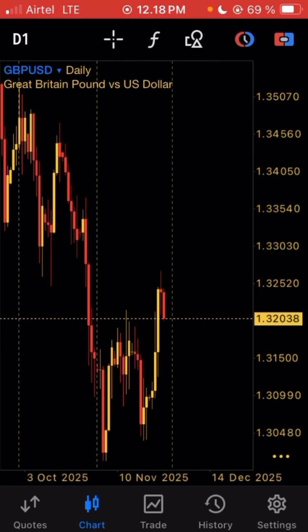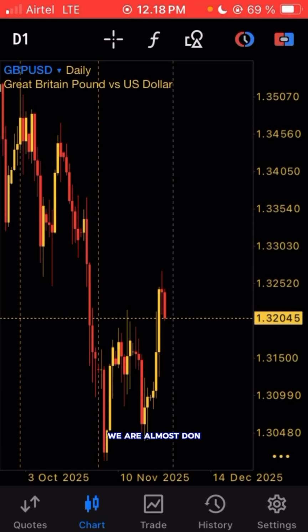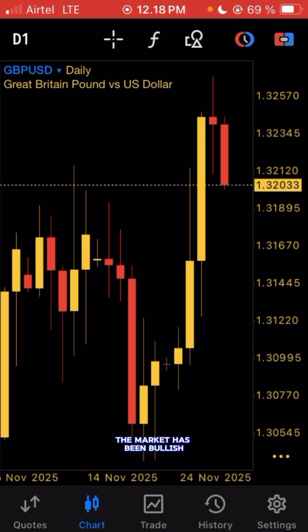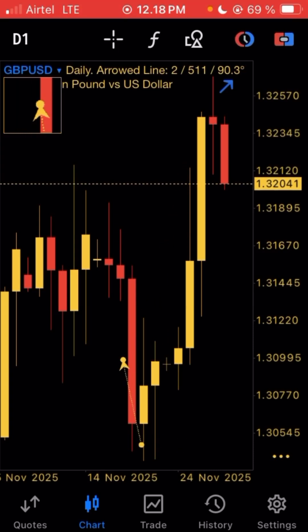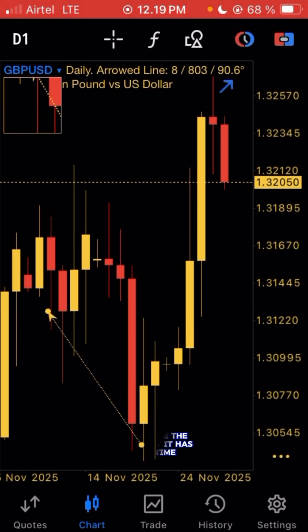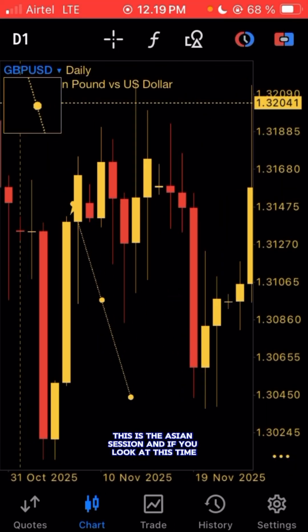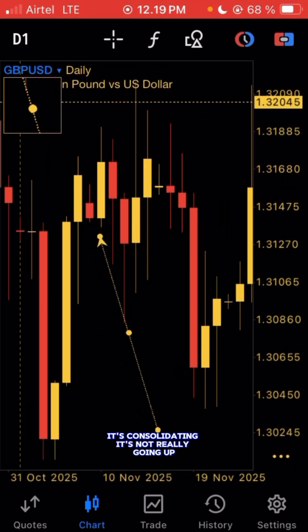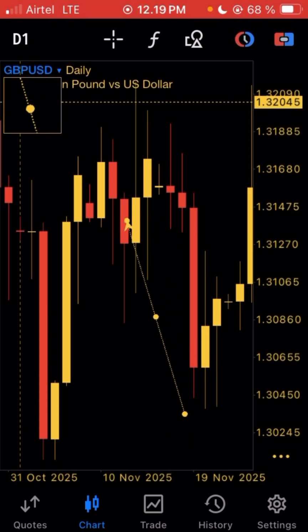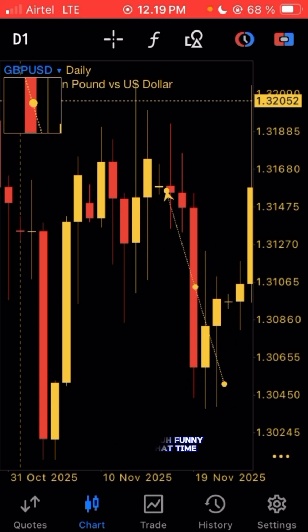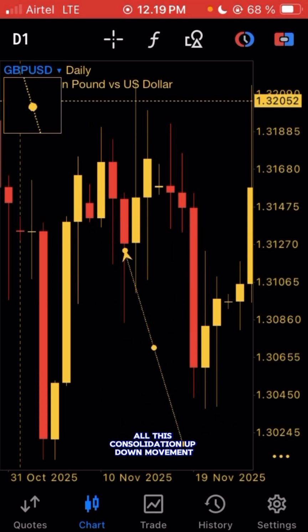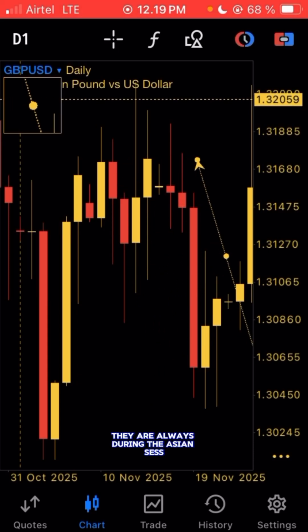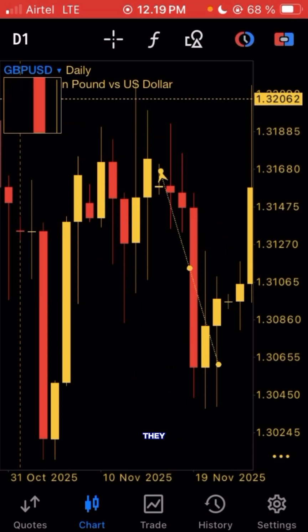So during the London session, you can see we are almost done, going towards the New York session. The market has been bullish, the entire movement during the London session has been bullish. So you see the movement it has. This is the Asian session, and if you look at this time, it's consolidating. It's not really going up, it's not really going down. It's really funny during that time. And this is the daily time frame. All this consolidation, up and down movement, is always during the Asian session.